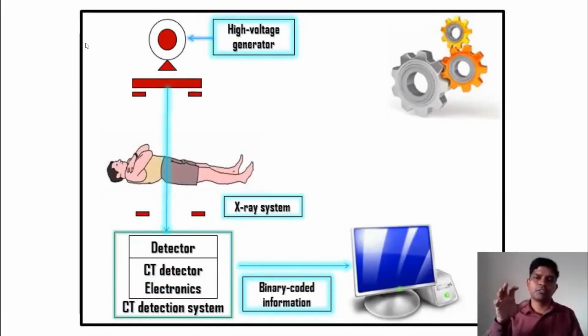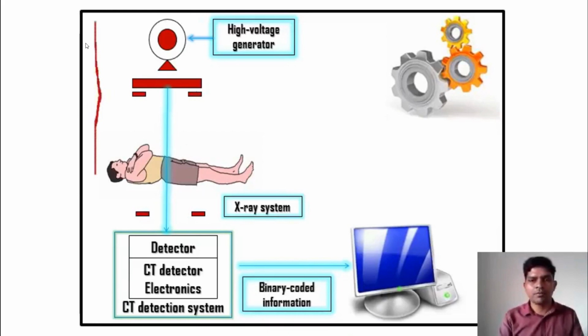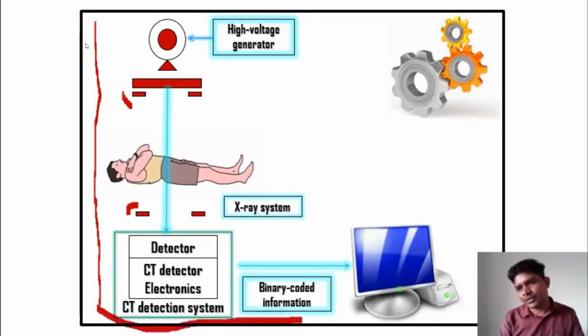The high voltage generator feeds the X-ray tube. You can see here, from that it will reach the patient. Here you can see the second collimator, and this is the first collimator. Then after that it will reach the detector. After reaching the CT detector, it will convert to an electronic signal. From the electronic signal, it will go to the CT detector system. Then again it will convert to binary coded information, and then it will convert to the visible image.